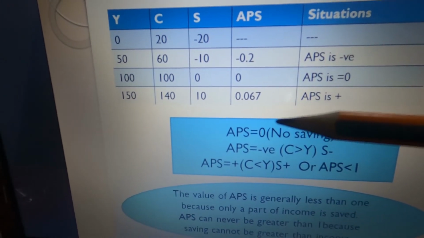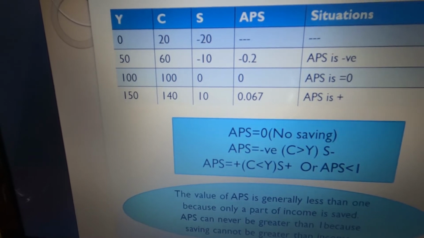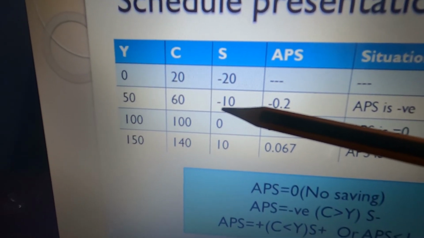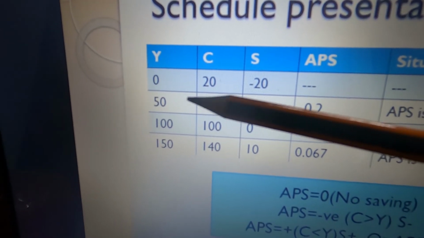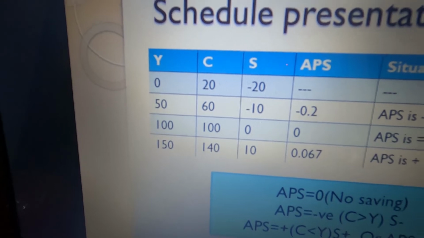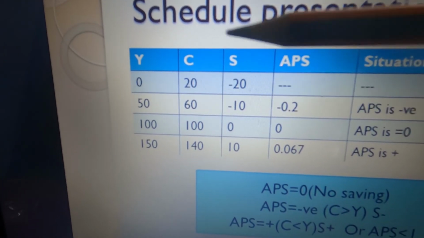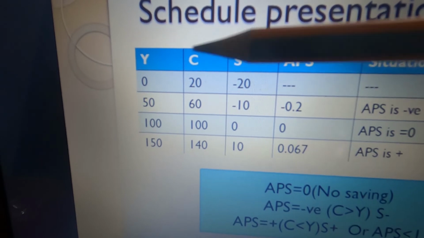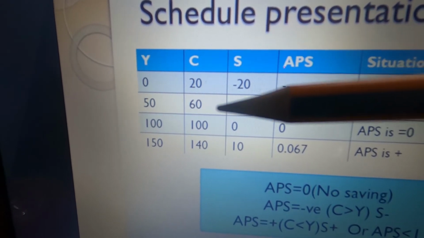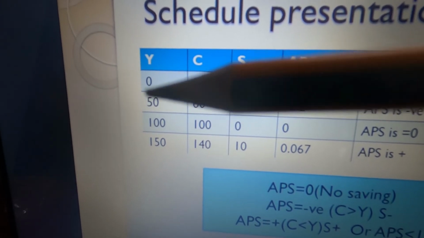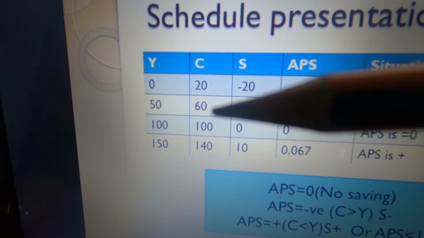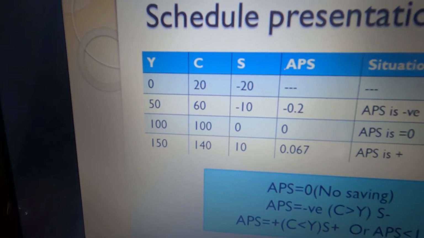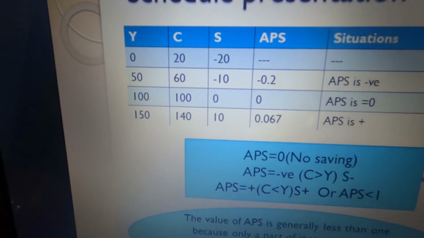And then the second one we have is APS is negative, right? So negative is this one. So what is happening here? Saving is negative here, that is minus 10, right? So in this situation, C will be greater than Y. So when C is greater than Y, there will be negative saving. Now see here. How come? Y is 50 and C is 60. That means consumption is more than income. Is it possible? Yes.